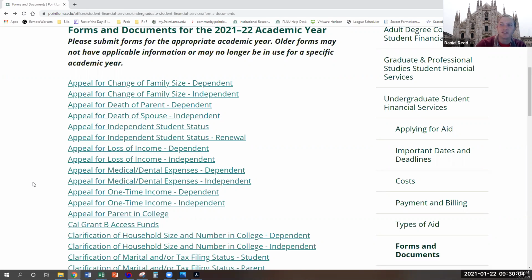Any questions or concerns or suggestions on this appeal form process?